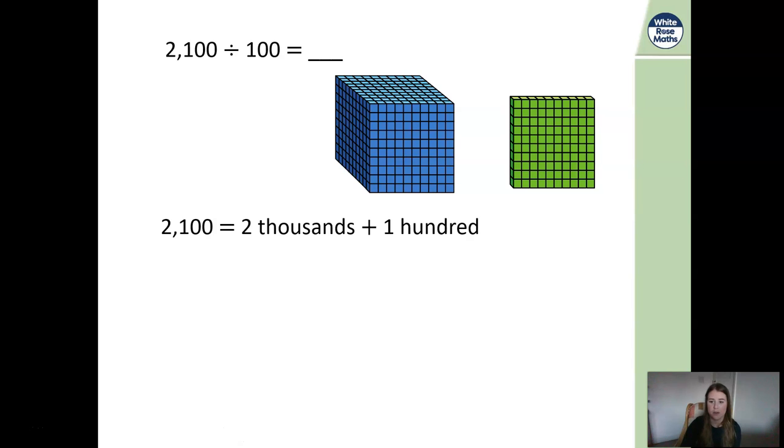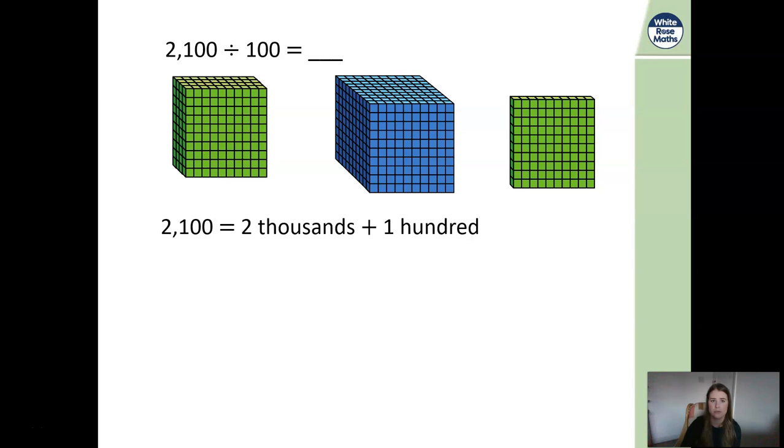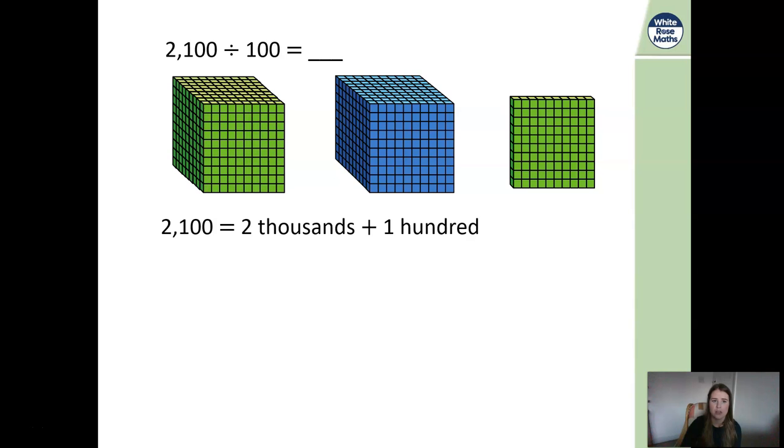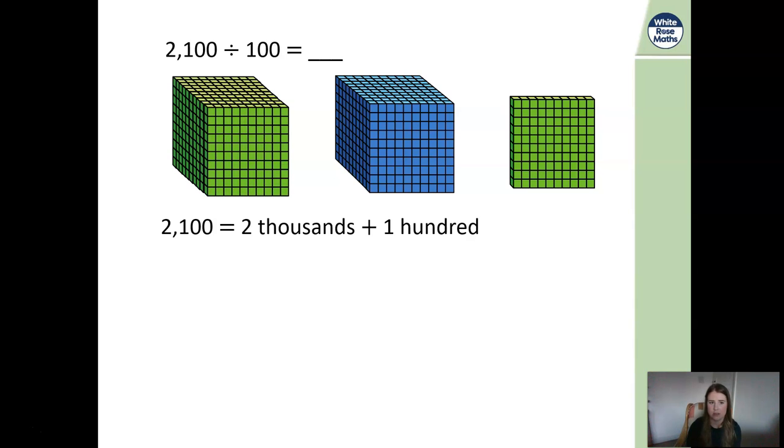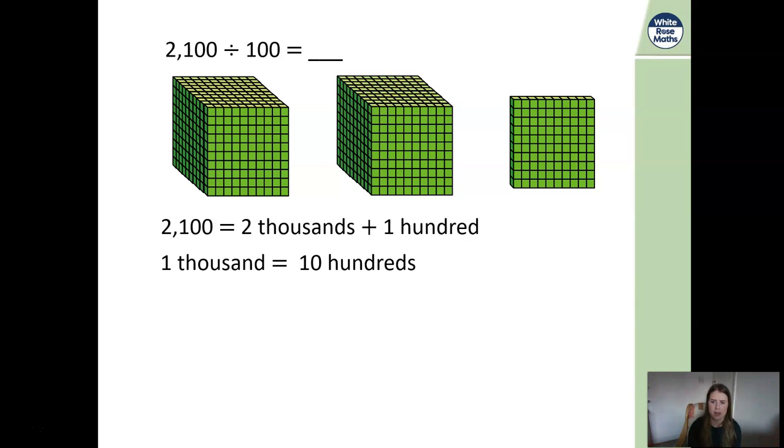So let's replace one of our thousands and count how many hundreds we have. 100, 200, 300, 400, 500, 600, 700, 800, 900, 1,000. If you counted along with me in your head, I've got 10 lots of 100. So 1,000 is the same as saying 10 hundreds. However, I have 2 thousands. So this means I also need to replace my other thousand, which will also have 10 lots of the 100s.